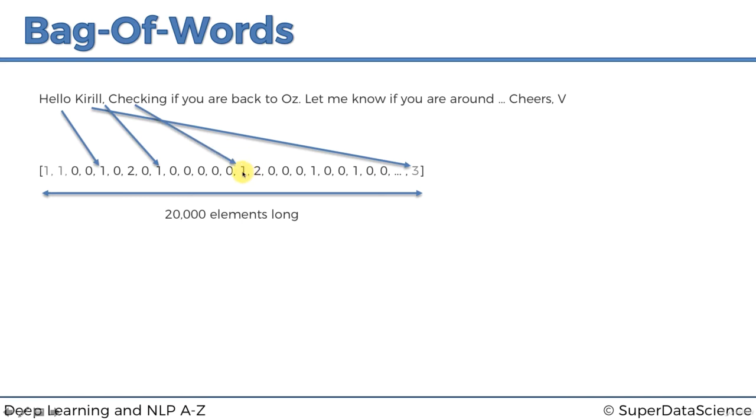Checking, let's say that this element is associated with the word checking. This is a 1 because there's only one word, checking. If, it's a 2 because we have 2 ifs in our email. So it's going to be a 2. U is a 2 because we have 2 U's in our email, including the rest of the text. I don't think there's any more U's in there, and so on. So that's basically how we fill this bag of words. We just put in the quantity of words for every position.